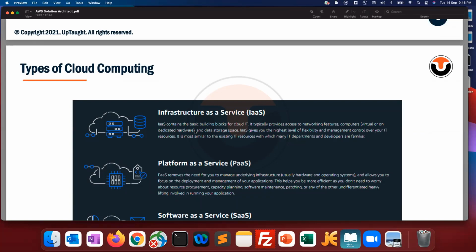Infrastructure as a service. In the case of infrastructure as a service, the cloud service provider is offering you the infrastructure. What is that infrastructure? Virtual or physical hardware to host your operating systems, applications, and so on. When I say virtual or physical hardware, I'm talking about CPU, RAM, storage, network requirements, and all those things. So basically it is giving you the infrastructure.